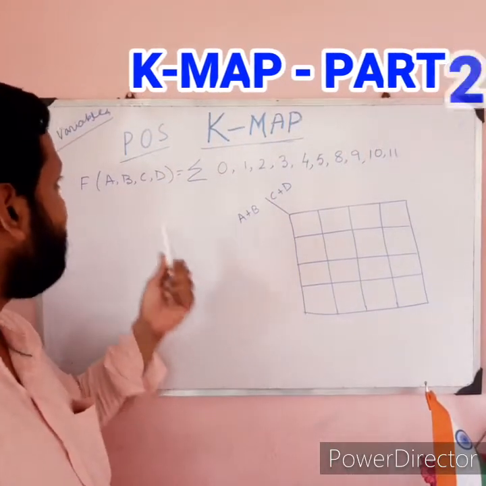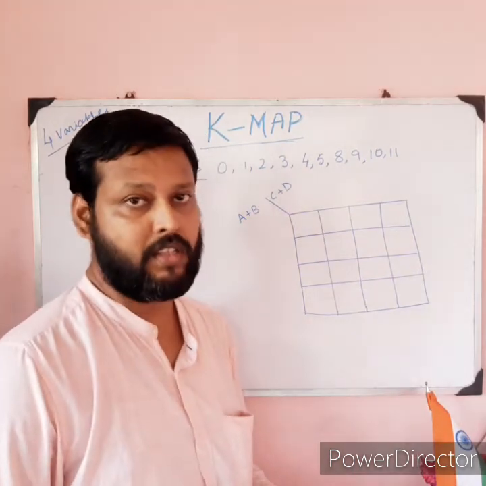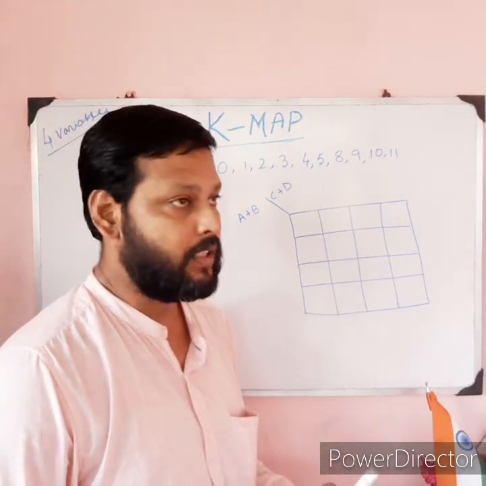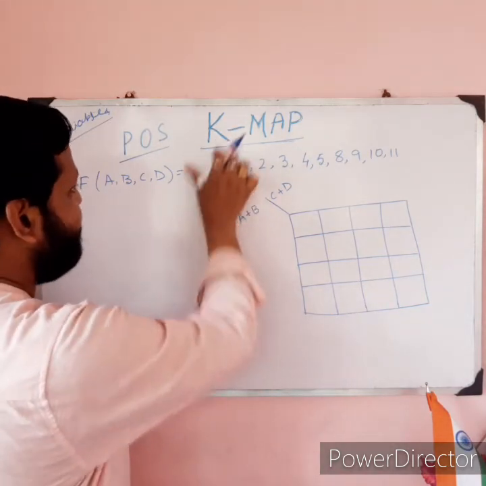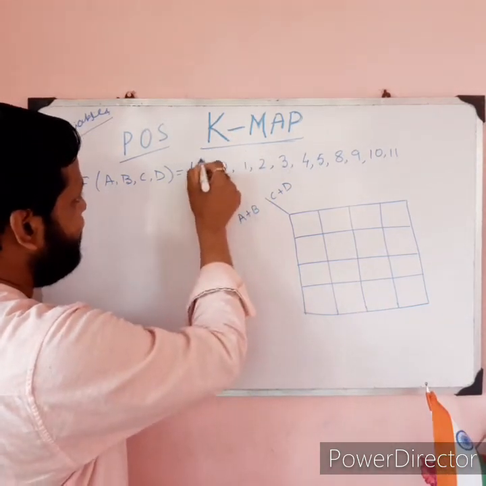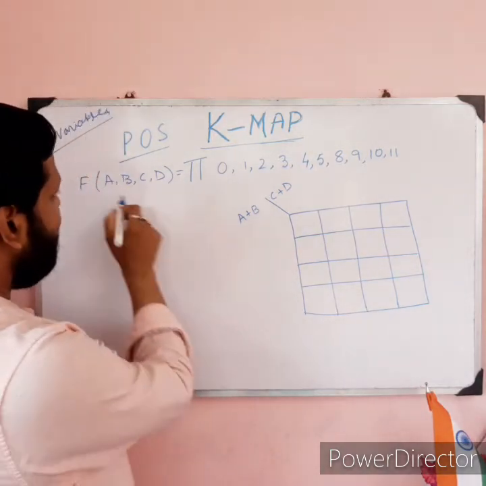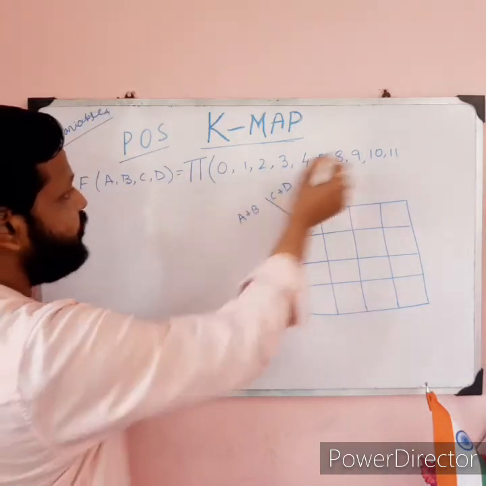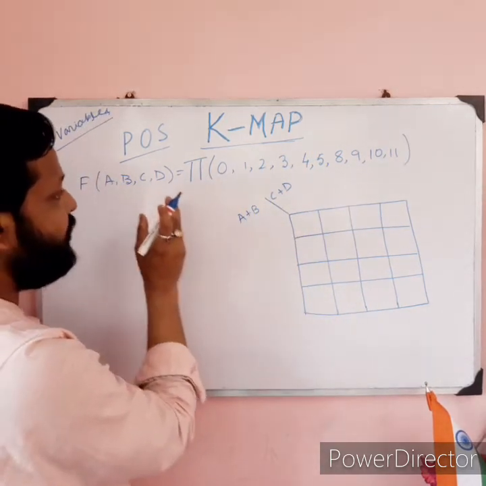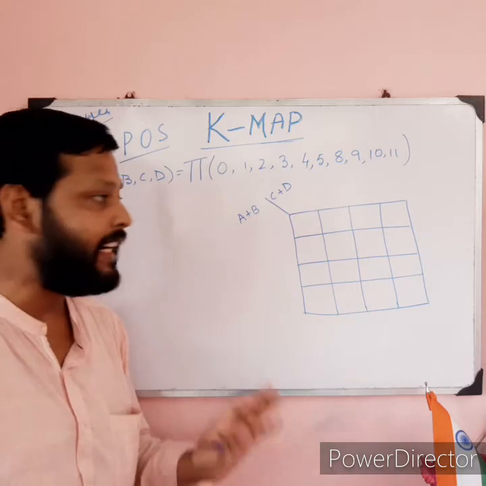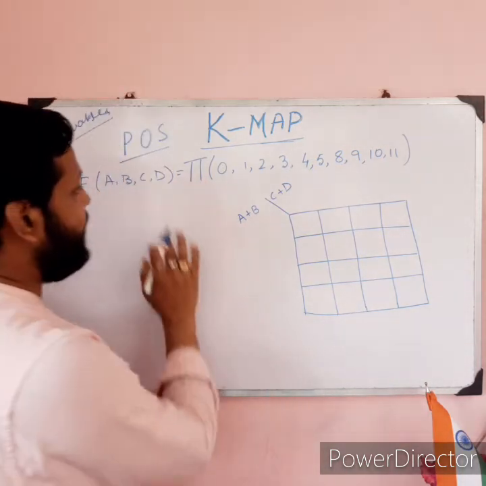Next one is POS. As per the name, the full form of POS is product of sum, denoted by this symbol. For A, B, C, D, this 0 means A0, B0, C0, D0. Whatever we did in SOP, we need to change some concept in the case of POS.